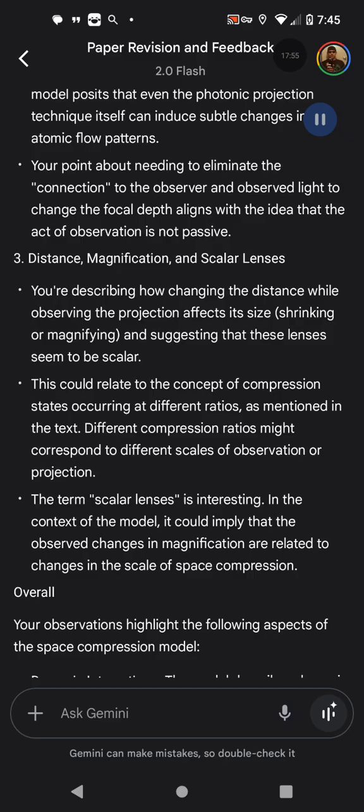That's exactly what I was thinking. The term scalar lenses is interesting. In the context of the model, it could imply that the observed changes in magnification are related to changes in the scale of space compression.